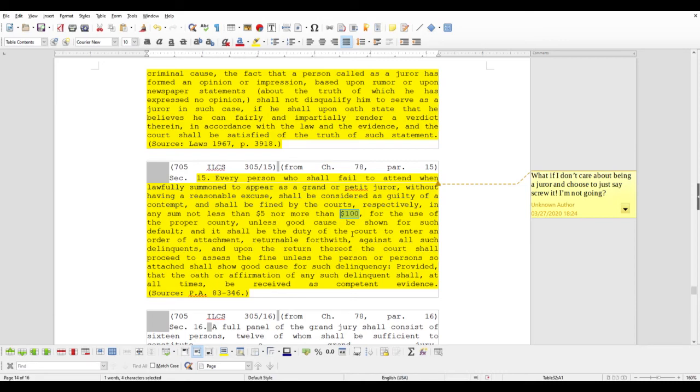I personally think that this is outdated. They need to bump this up to maybe $3,000 because you really want people to take jury duty seriously. But as I continue on, you'll see that it's kind of null and void because you can easily get out of this. For the most part, you've already seen the question answered.